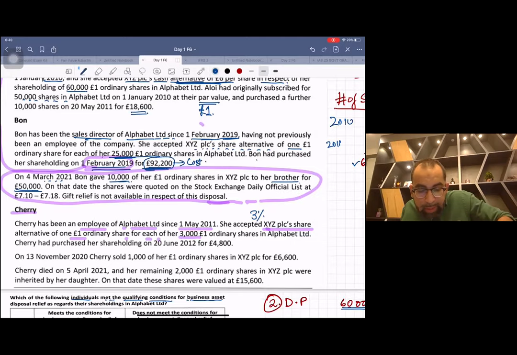Now, finally, what he did on 4th March 2021, Bond gave 10,000 of her £1 ordinary shares in XYZ PLC to her brother, a connected person. Look here, a deal between connected persons. So whenever there is a deal between connected persons, yes, we calculate gain. But for this gain, the disposal proceeds is the market value.